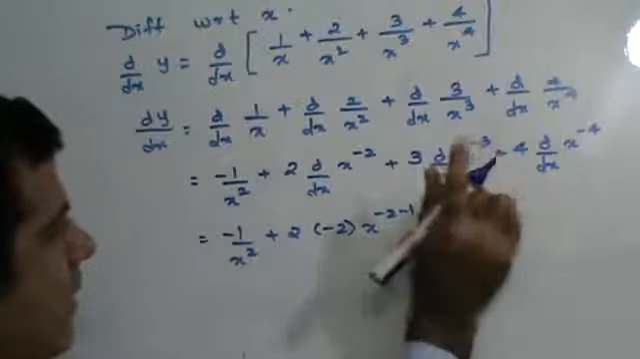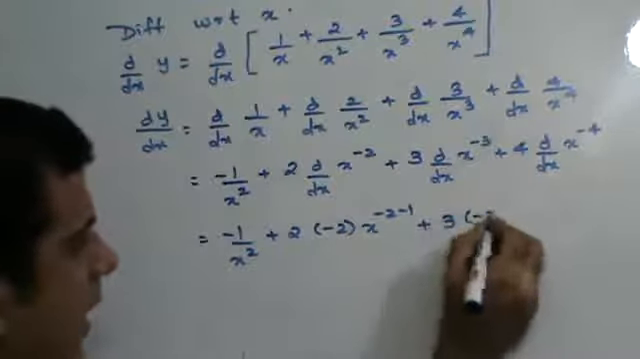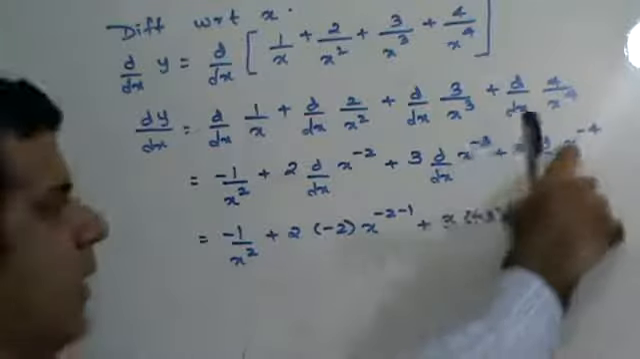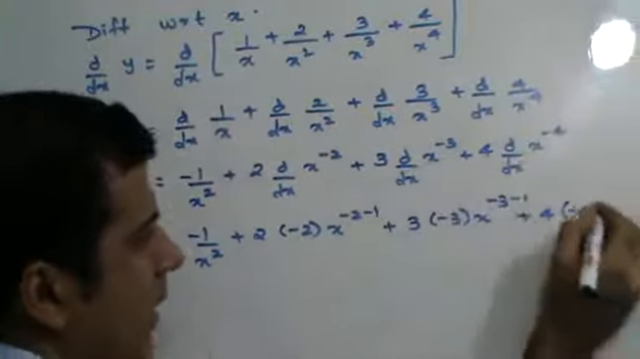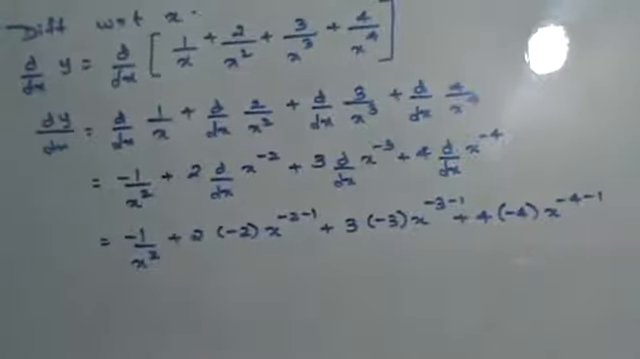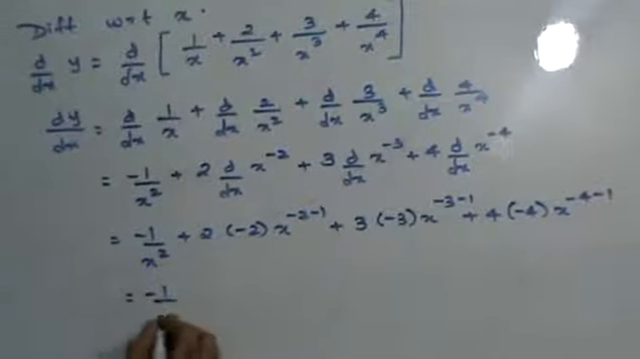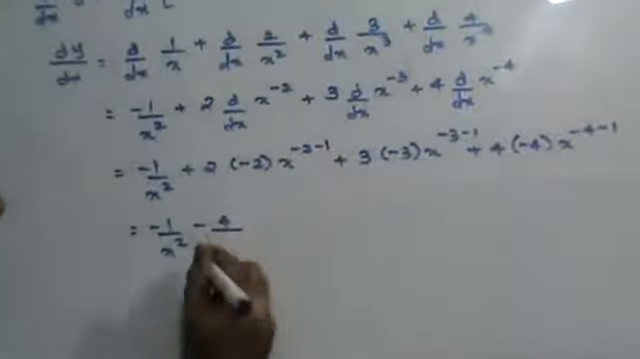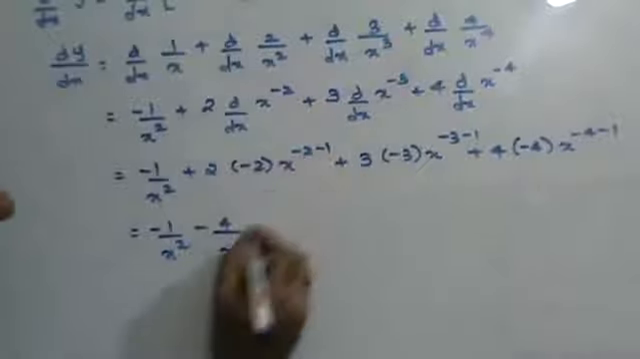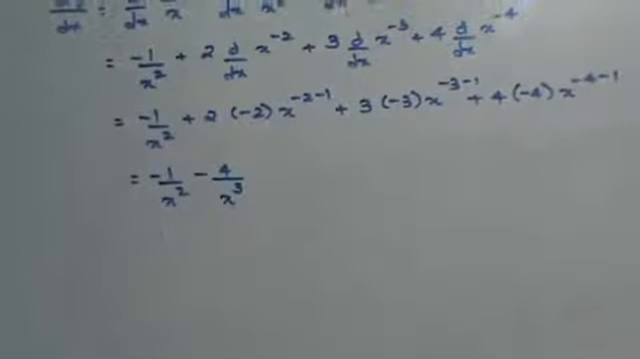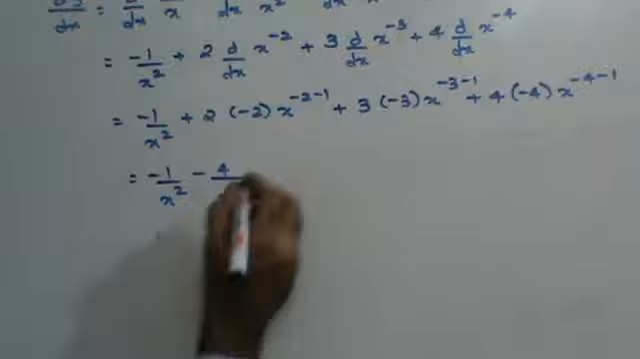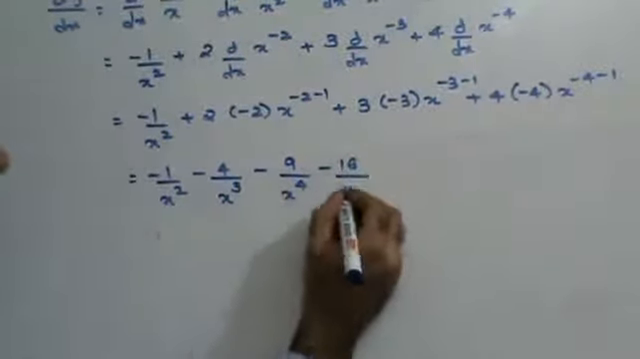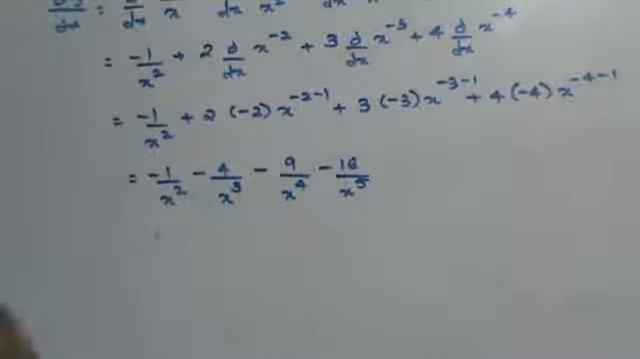Similarly, same formula again, d by dx of x raised to n is n x raised to n minus 1. Fine. So this is minus 1 upon x square minus 4 x raised to minus 3 can be written as, I'm converting the negative indices to positive by shifting it to the denominator. So this will become minus 4 upon x cube minus 9 upon x raised to 4 minus 16 upon x raised to 5. So that will be your answer.